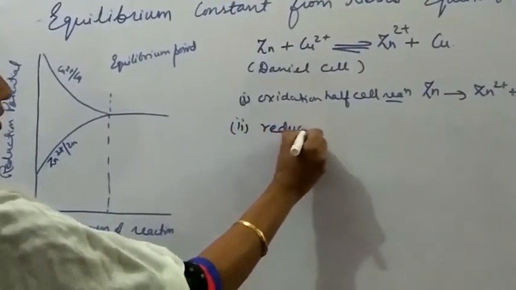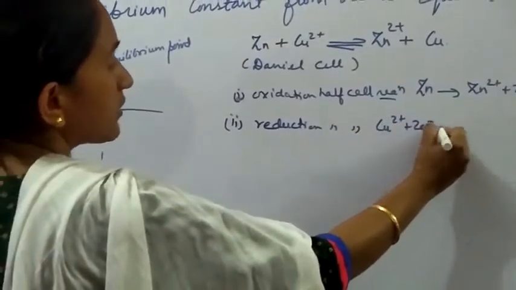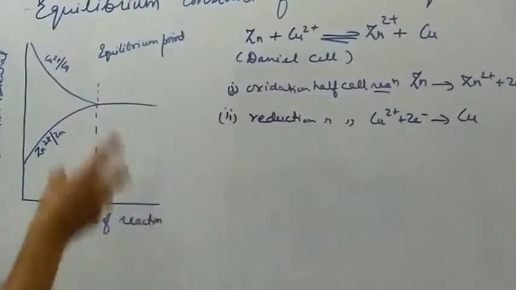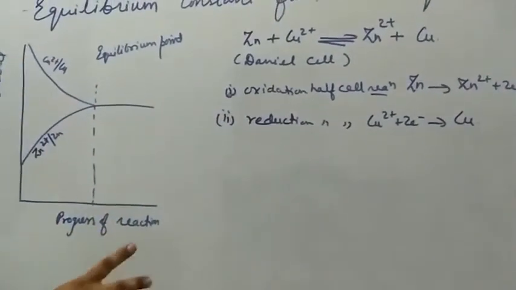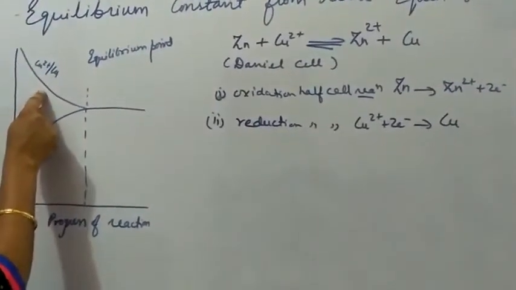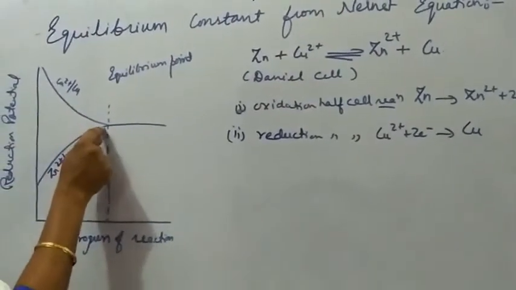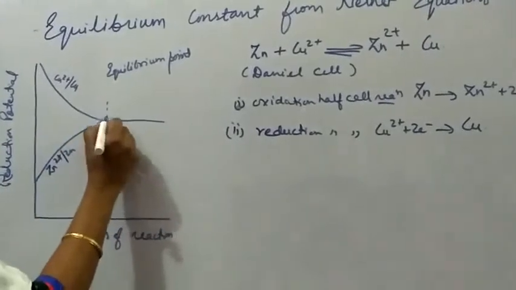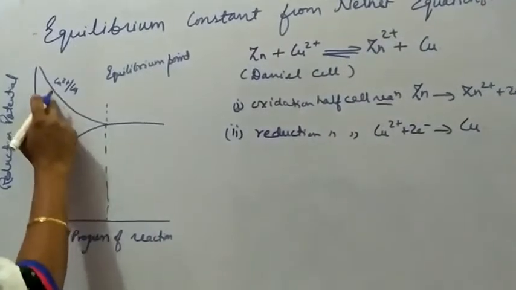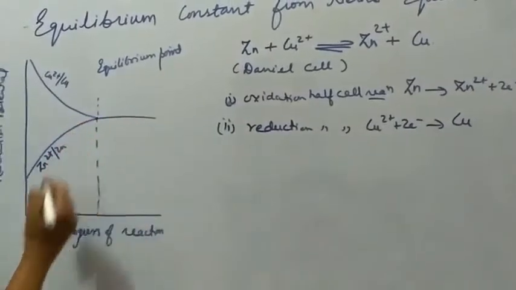Simultaneously, in the reduction half cell reaction, Cu2+ accepts 2 electrons to get copper. As this reaction proceeds, the copper ion accepts the 2 electrons and deposits as copper on the electrode. You can see here the reduction potential of the copper electrode, or the cathode, is showing a decline, it is decreasing. A point is reached, this point here, called the equilibrium point, when the reduction potential of zinc and the reduction potential of the copper electrode become the same.